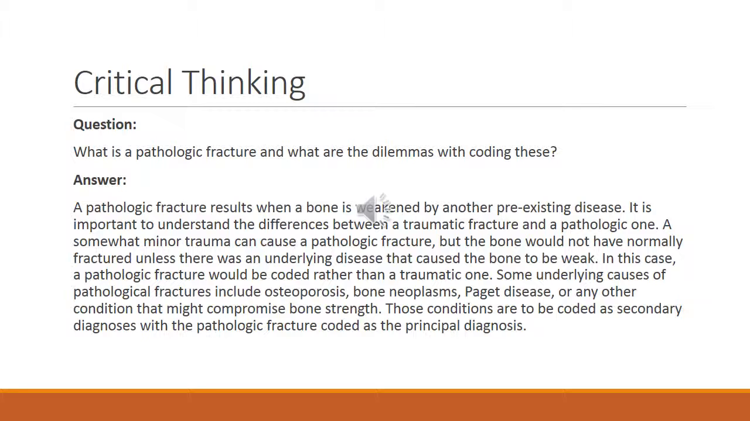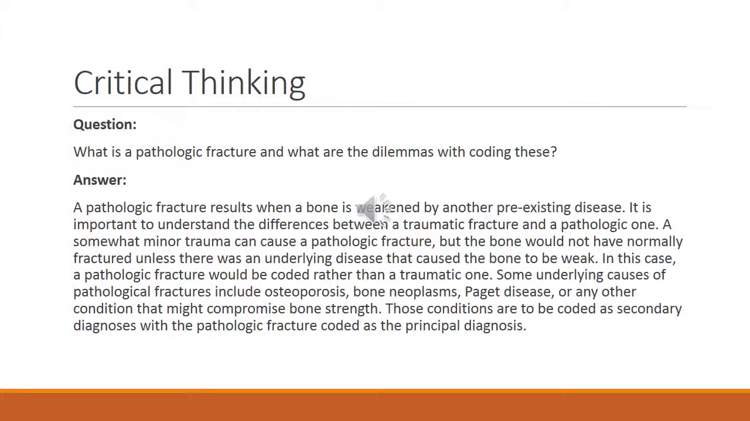A somewhat minor trauma can cause a pathologic fracture, but the bone would not have normally fractured unless there was an underlying disease that caused the bone to be weak. In this case, a pathologic fracture would be coded rather than a traumatic one.